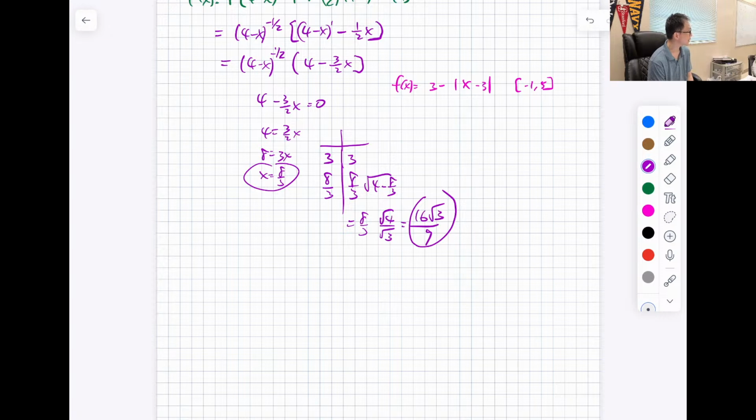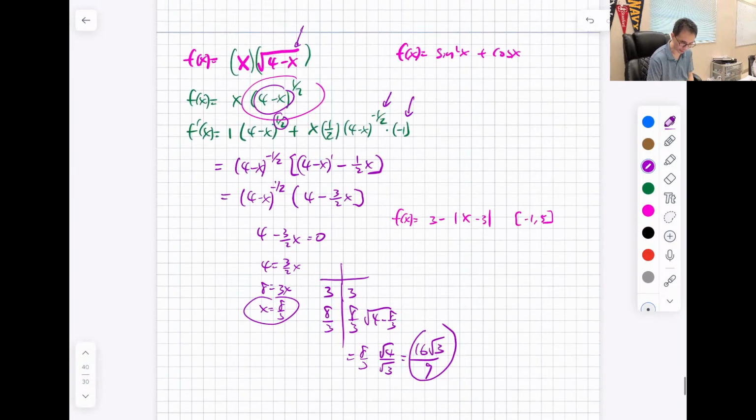Because 3 is in the interval that they say, x is less than 3 or something like that. So you have to test the endpoint. At 3, it's 3 times square root of 1, so it's 3. Because they say x is less than 3 according to the question.